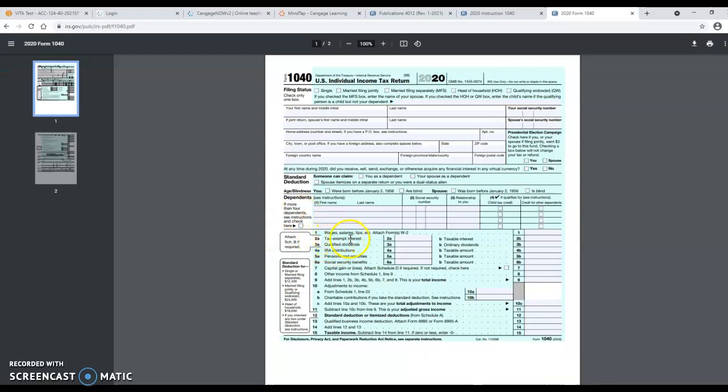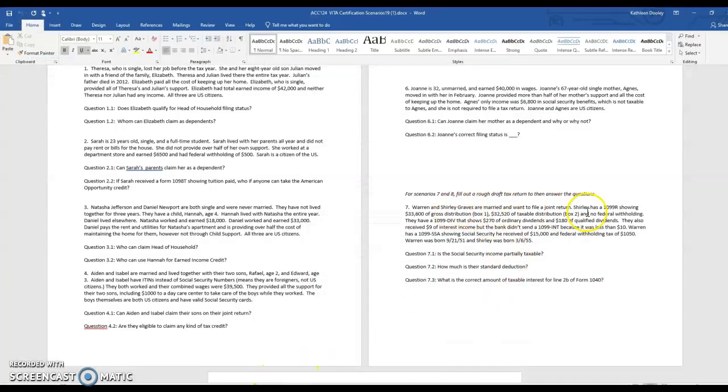Line 2A, tax-exempt interest. That would be municipal bond interest, which is tax-exempt. So if we take a look, did they have any of that? They had pension. That's a 1099-R. It's what you get with a pension. You have that in your project part 2. You'll have some of that. Dividends, they have ordinary dividends. That goes on 3B. Qualified dividends goes on line 3A. They did receive $9 of regular interest.